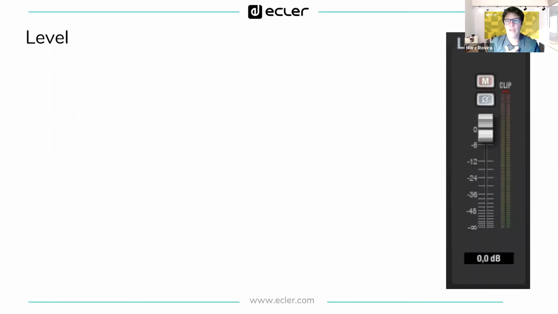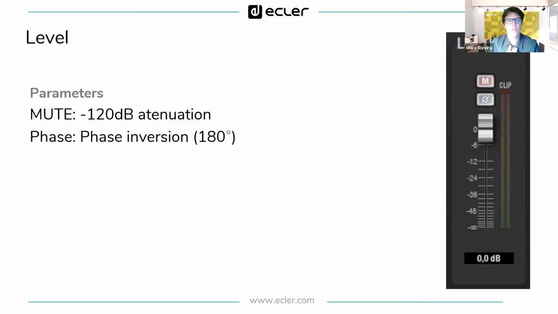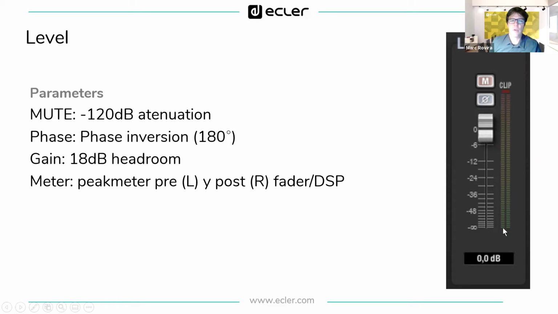We've got level here. The mute is 120 dB attenuation. There's a phase inversion and the gain with an 18 dB headroom. And we've got a peak meter, pre-fader on the left side and post-fader on the right side.